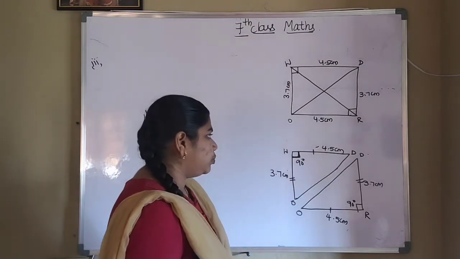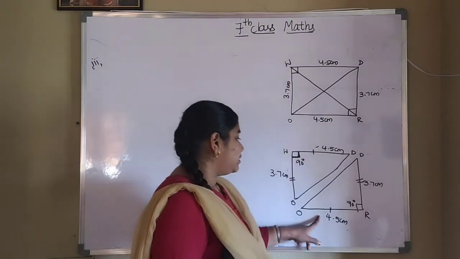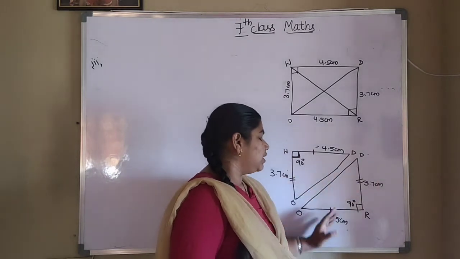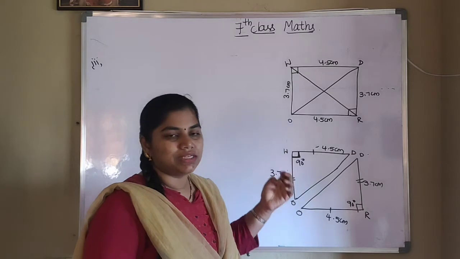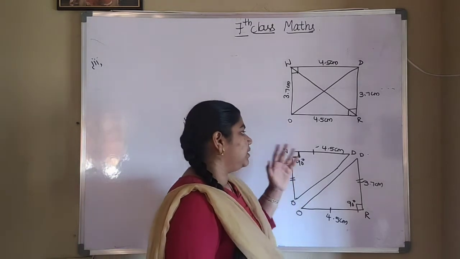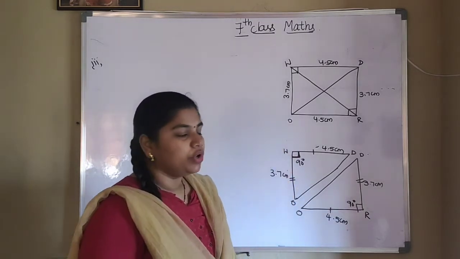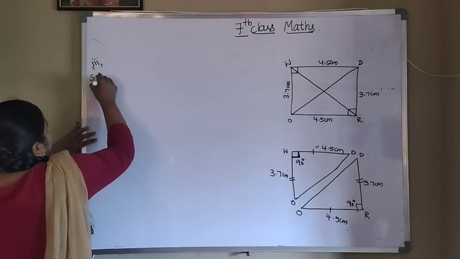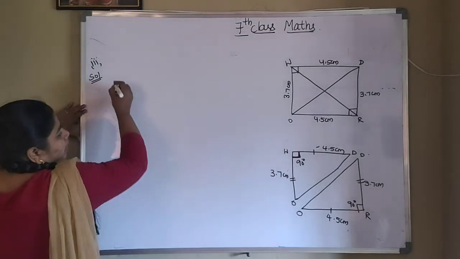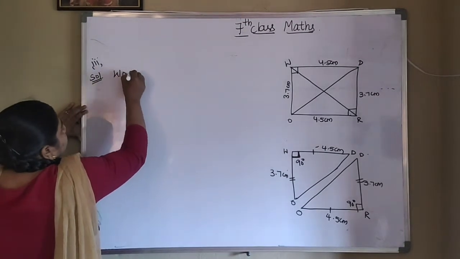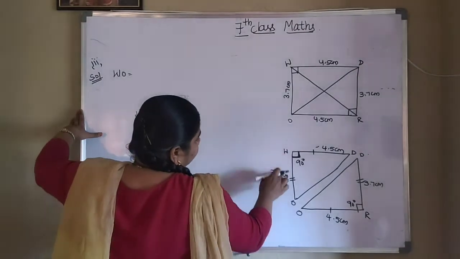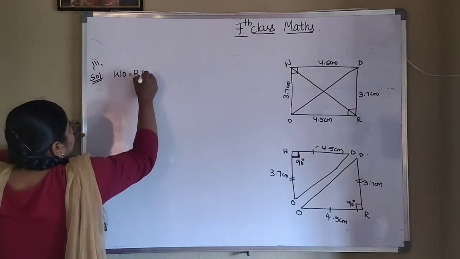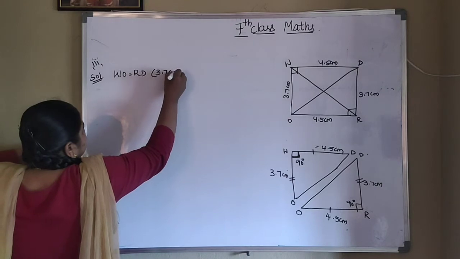By using which property are we telling this? SAS, side, angle, side: two sides and the included angle. By using SAS congruency, we can tell these two triangles are congruent to each other. Now you write here: WO is equal to RD, what is 3.7? That is equal to 3.7 centimeters.